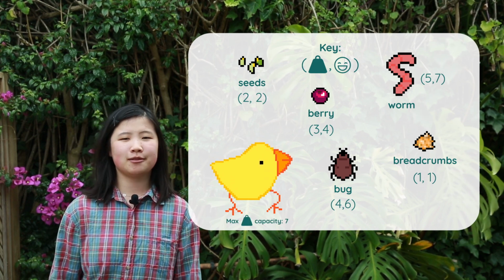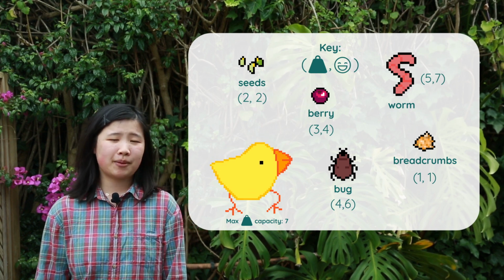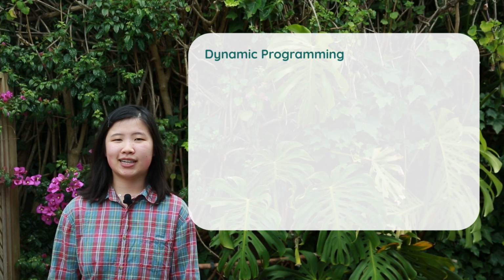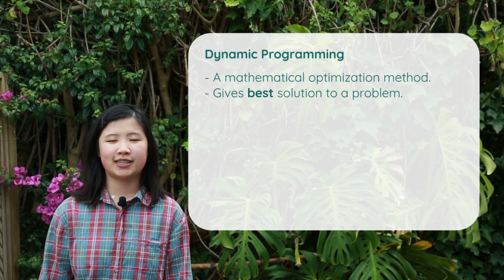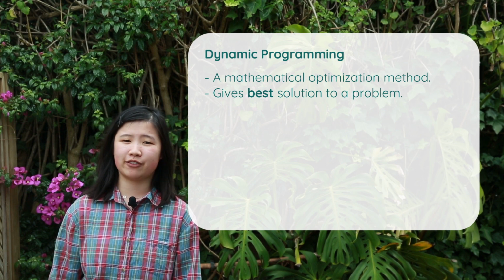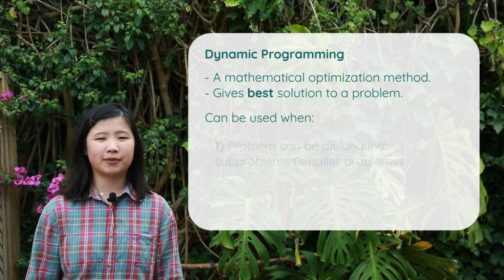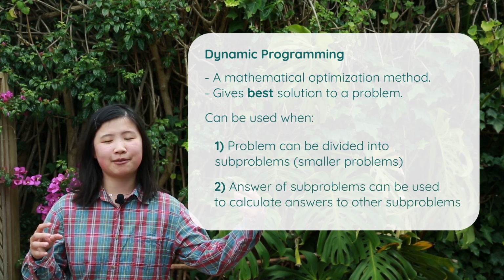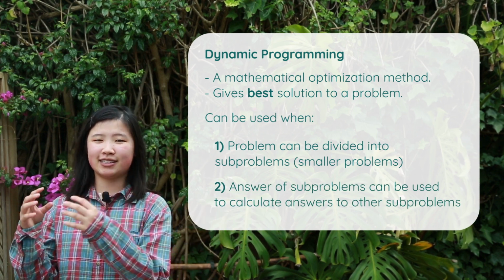Now you want to get the maximum happy score, so how would you guarantee the best combination of food to eat? Here is where dynamic programming can help you. Dynamic programming is a mathematical optimization method, which means that it's an algorithm designed to give the optimal or best solution to a given problem. You can use it when the problem you want to solve can be divided into smaller subproblems, and when the answers of these subproblems can be used to calculate answers to other subproblems.